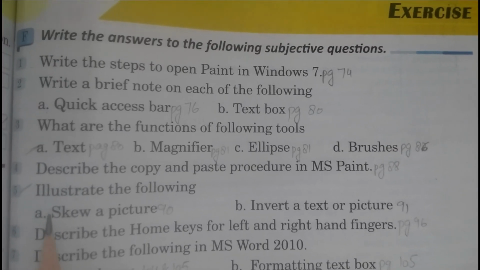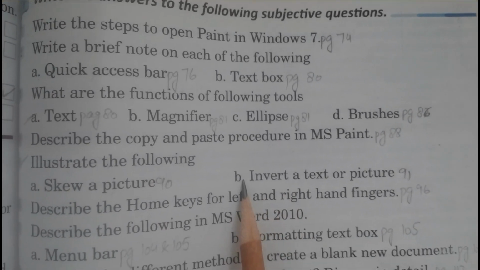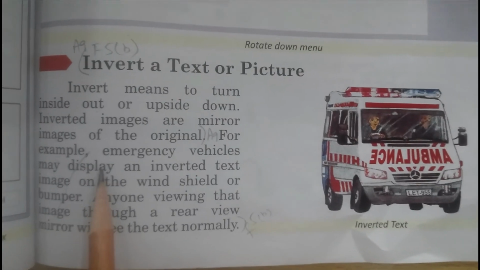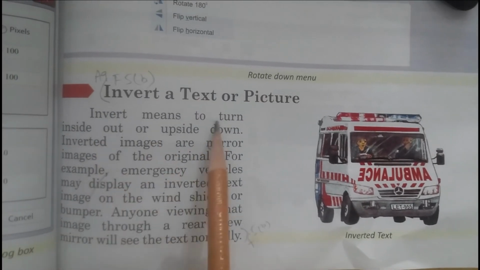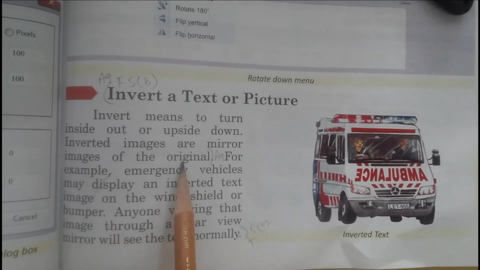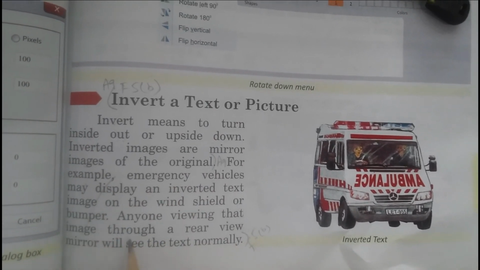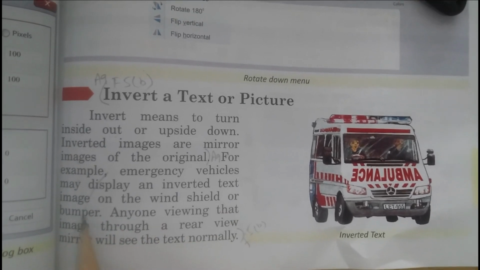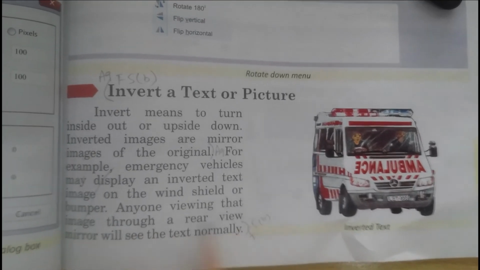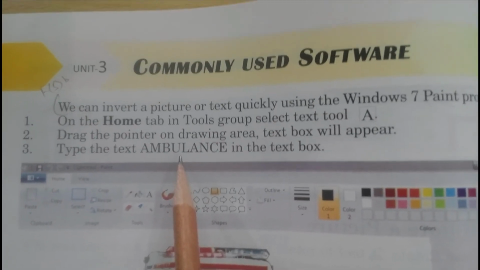Now the subjective question, exercise F, question number 5, illustrate the following. Part B, invert a text or picture. Students, its answer is starting from the page number 91. Invert means to turn inside out or upside down. Inverted images are mirror images of the original. For example, emergency vehicles may display an inverted text image on the windshield or bumper. Anyone viewing that image through a rear view mirror will see the text normally. Rest of the answer is on page number 92.